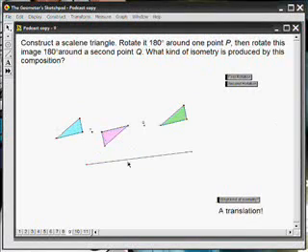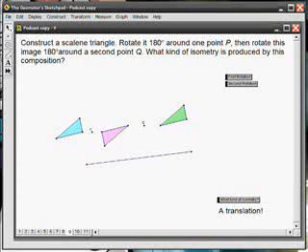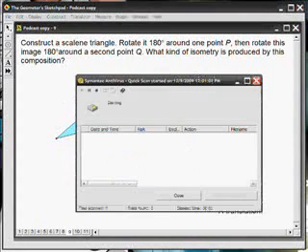Alright, and that concludes our lesson on geometric transformations using the Geometer Sketchpad. Like I said, you can take this either as complicated or as simple as you want it. There's a lot more that you can do. I've only shown you a little bit here, but hopefully now you understand how to transform triangles in Geometer Sketchpad. And don't forget to keep on innovating.